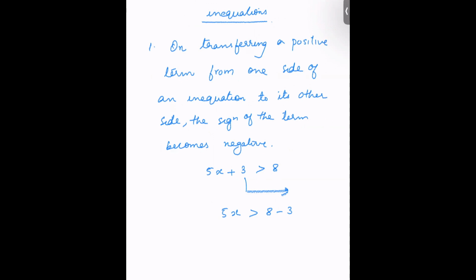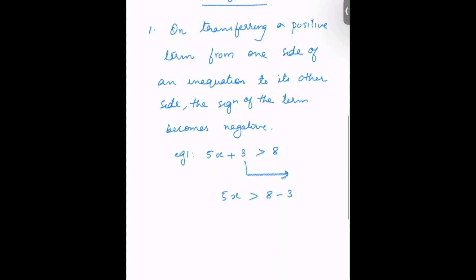A positive term from one side of an inequation to the other side, the sign of the term becomes negative. So what about if the sign was negative? This is example 1. What will happen if it was 5x minus 3 greater than 8? I'm moving negative 3 to the other side, then 5x is greater than 8 plus 3. That's it. So this rule is not different from a normal equation.